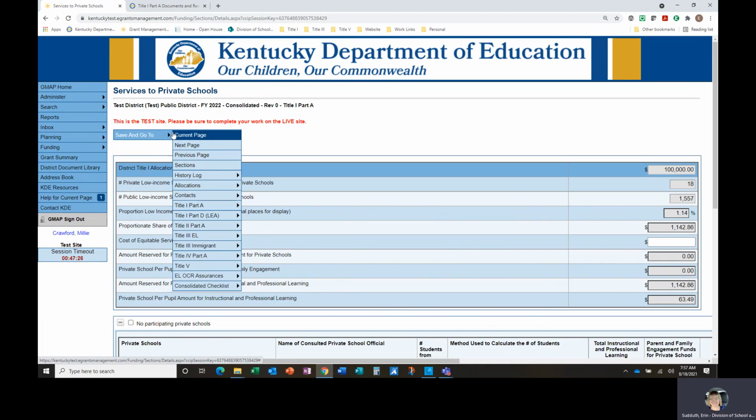As always, remember to use the Save and Go To tool to save your work before navigating to another page.